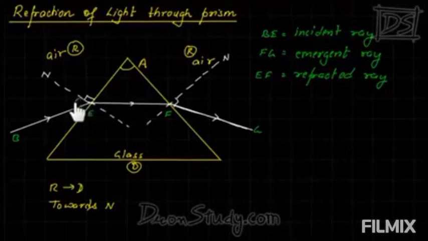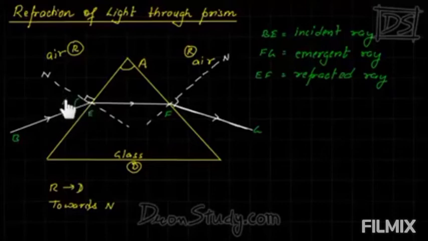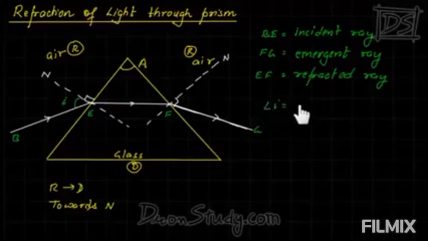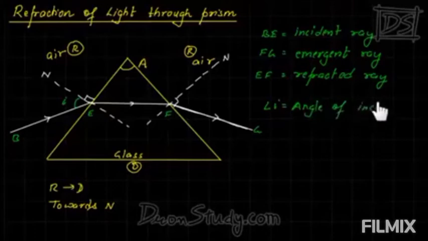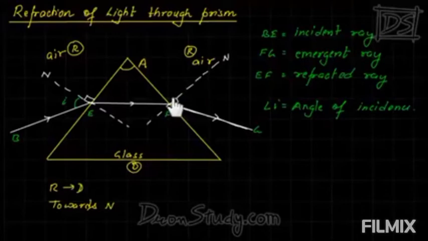Now we can look at the angle. Here you can see the angle between the incident ray and the normal. Between the incident ray and the normal we get an angle I. Angle I is equal to the angle of incidence. The angle between the incident ray and the normal line is the angle of incidence.